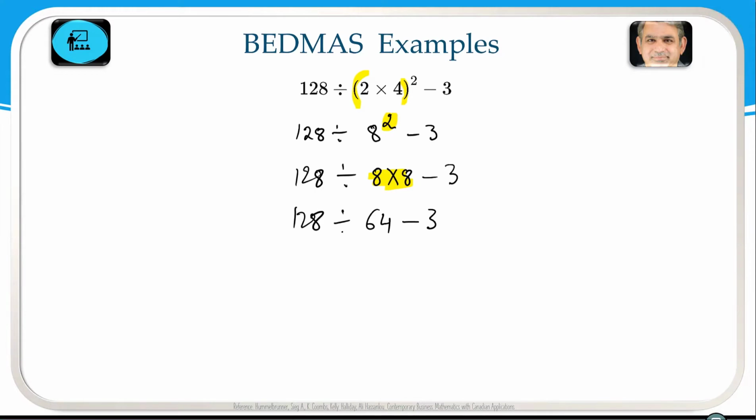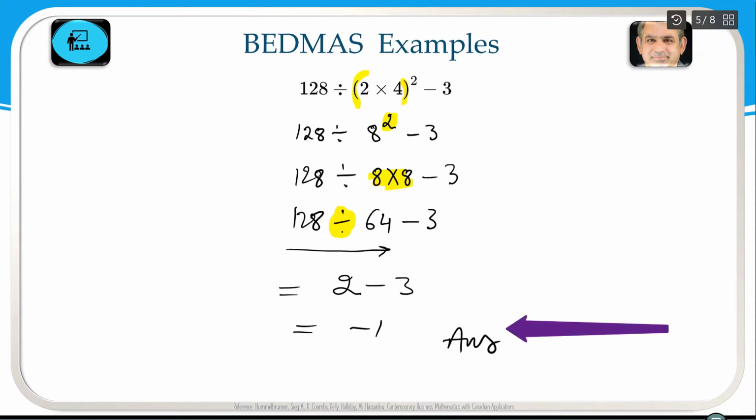So we have solved the exponent, and after that in BEDMAS division and multiplication have to be considered. But this question has no multiplication sign, it has a division sign. So we will solve the division first. So 128 divided by 64 gives us 2. So then we get 2 minus 3. So eventually our final answer is -1 for this expression.